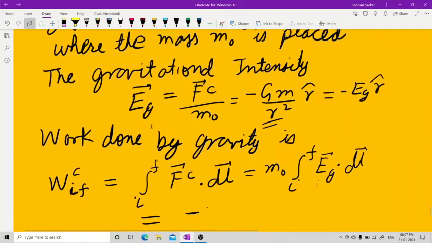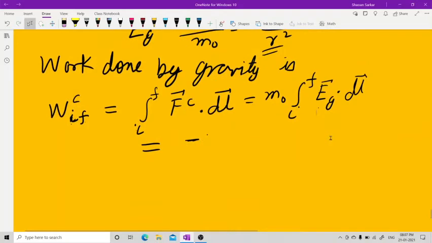You can see this EG vector is minus EG r cap. I'm using the vector form of doing things. It is always safer to use the vector form because you get a very clear picture of the thing. You should always use vectors. That is the point. M naught, you will write EG, the scalar part, r cap dot dl.